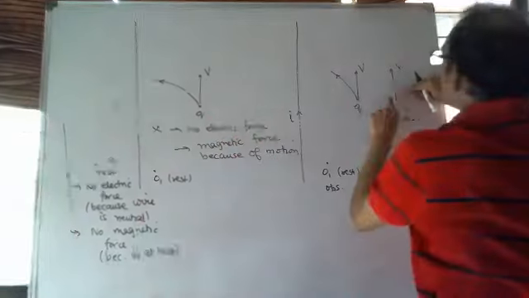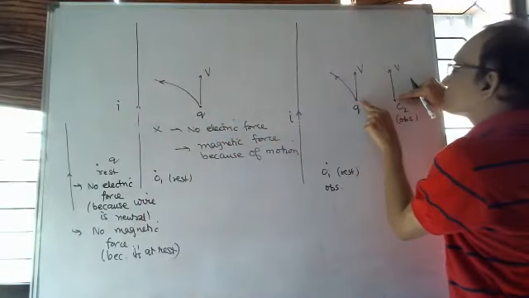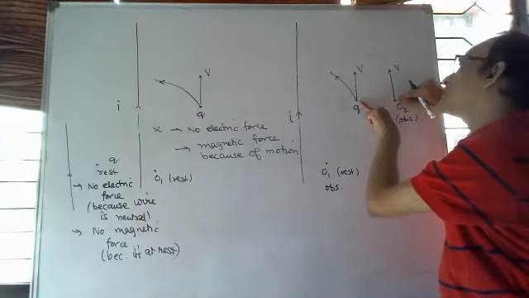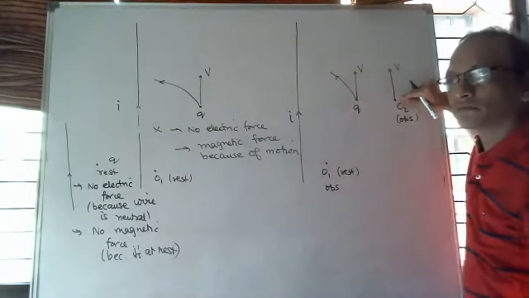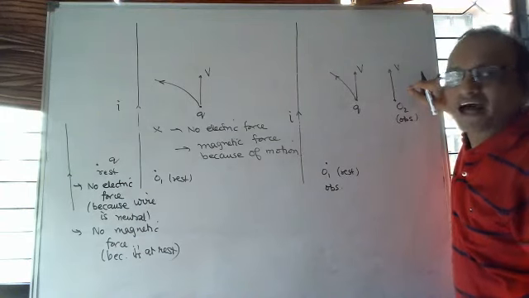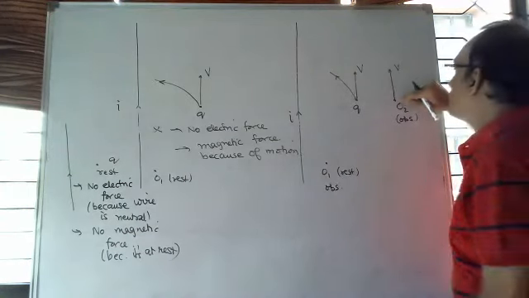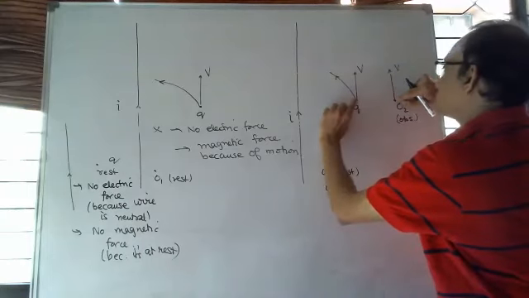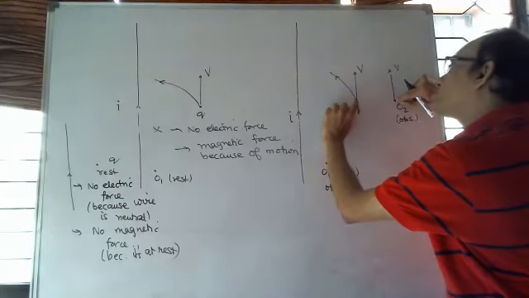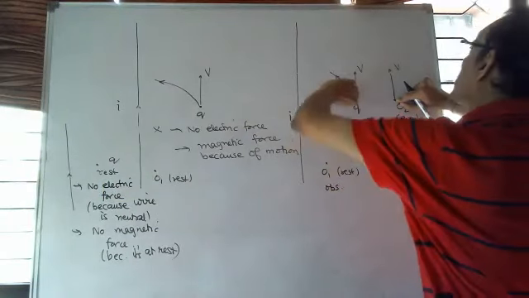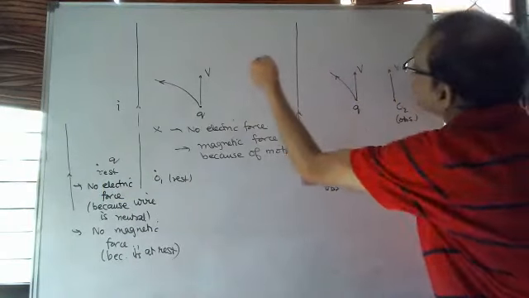Now here, refer to this observer. It's at rest. If it's at rest, it should not deflect, because there is neither an electrical force nor a magnetic force. With respect to this observer, the velocity of this charge is zero, so there should be no electrical and no magnetic force. But still, will this observer not find it to deflect?